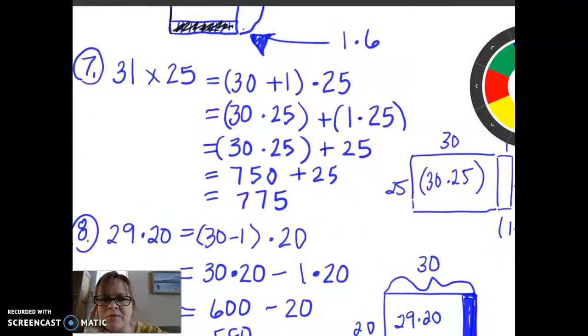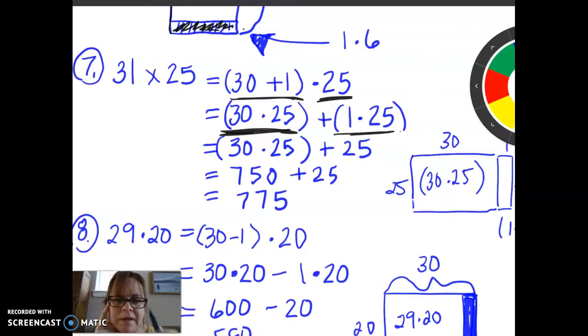So 31 times 25, I'm going to think of 31 as 30 plus 1, and then of course I'm multiplying by 25. So if we switch that around, commutative property, we could read that out loud as 25 groups of 30 and 1. So 25 groups of 30 and 1 is 30 times 25 and 1 times 25, or 25 groups of 30 and 25 groups of 1.